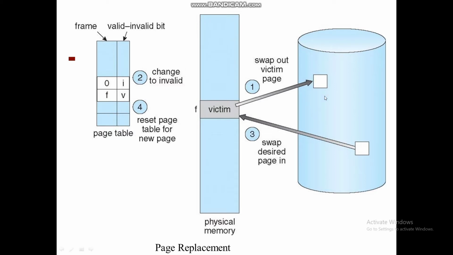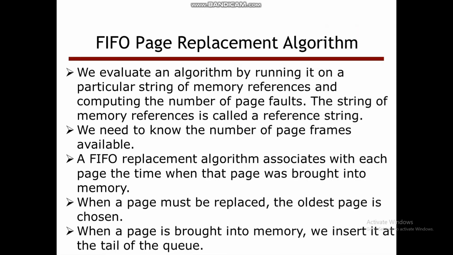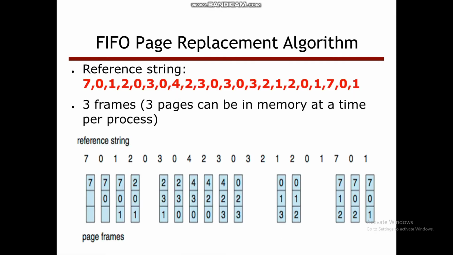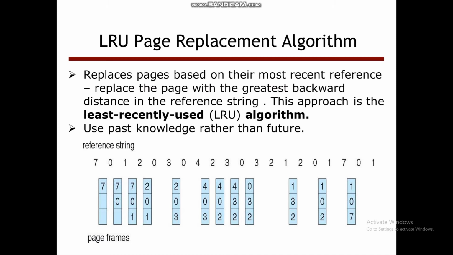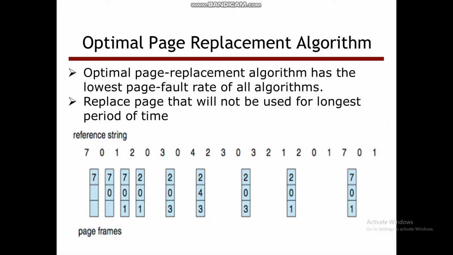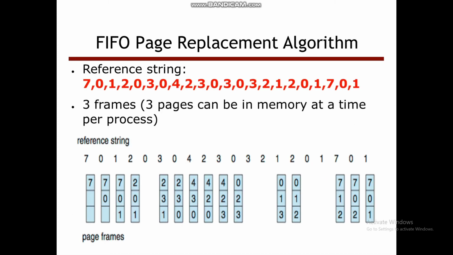So this approach may not be clear now. Now we will see the algorithms and then everything will be clear for you. That is how page replacement is done and how the victim page is chosen. And for this page replacement, we have many algorithms. We have three algorithms to see. The first one is the FIFO replacement algorithm. Then we have the LRU replacement algorithm, and then we have the optimal page replacement algorithm.